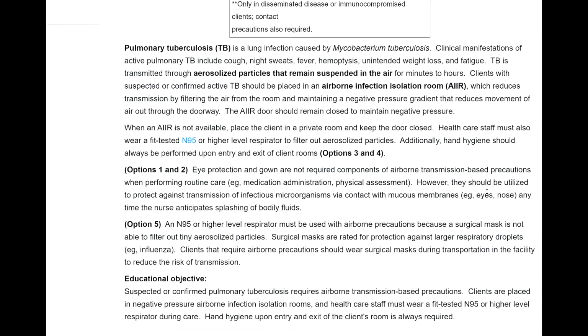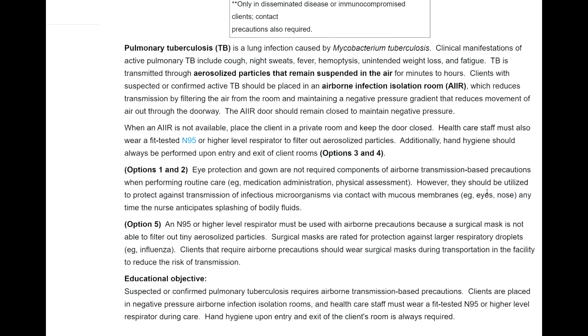So TB is spread as an airborne particle and not droplet, which is really important to note with the N95 and also with our negative pressure rooms. So aerosolized particles are so incredibly small and they can remain suspended in the air for hours. They can travel long distances.